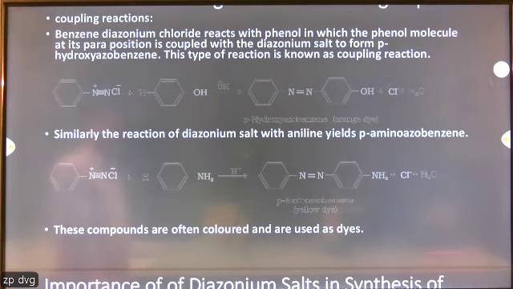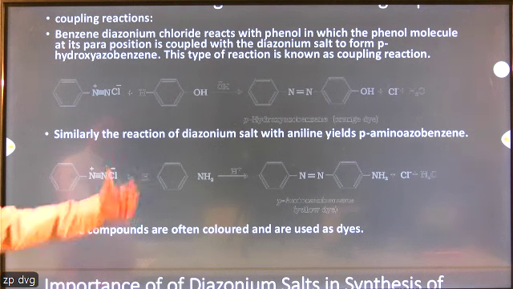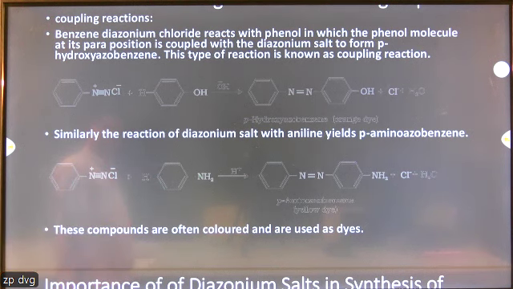Similarly, the reaction of diazonium salt with aniline gives para-aminoazobenzene. So these compounds are often colored, and that's why they are used in dyes.